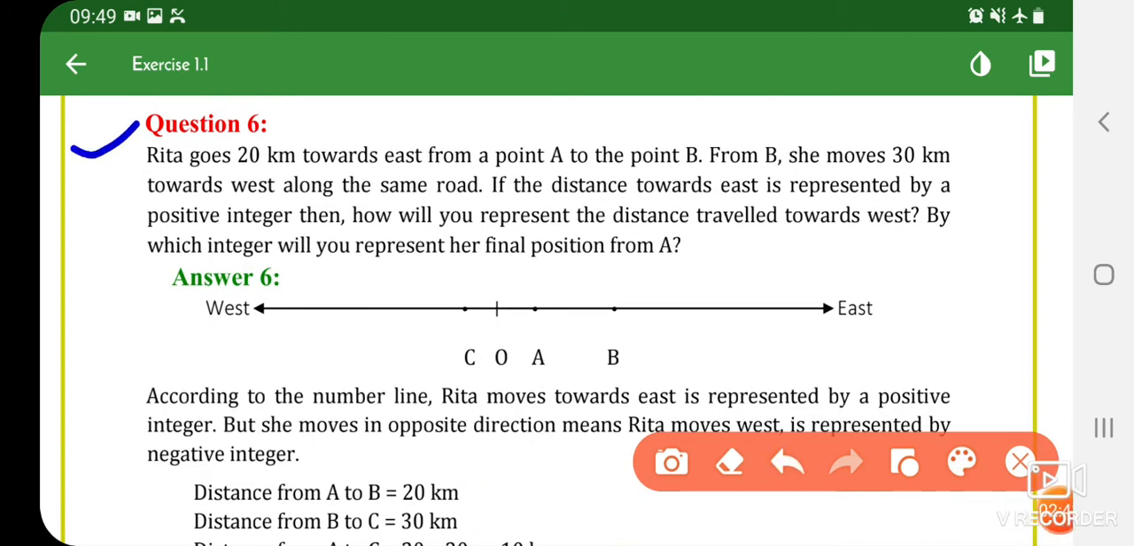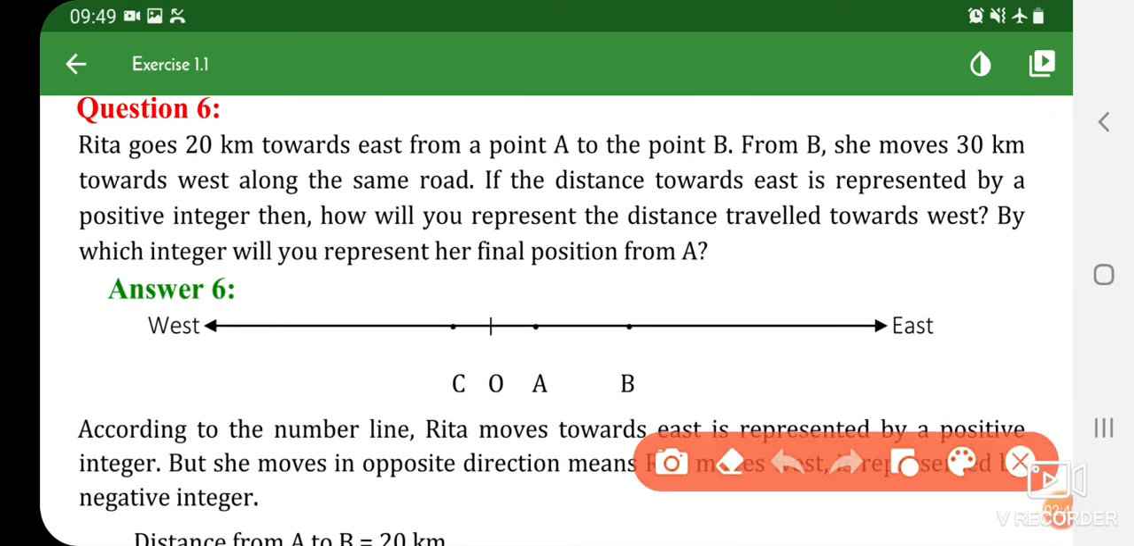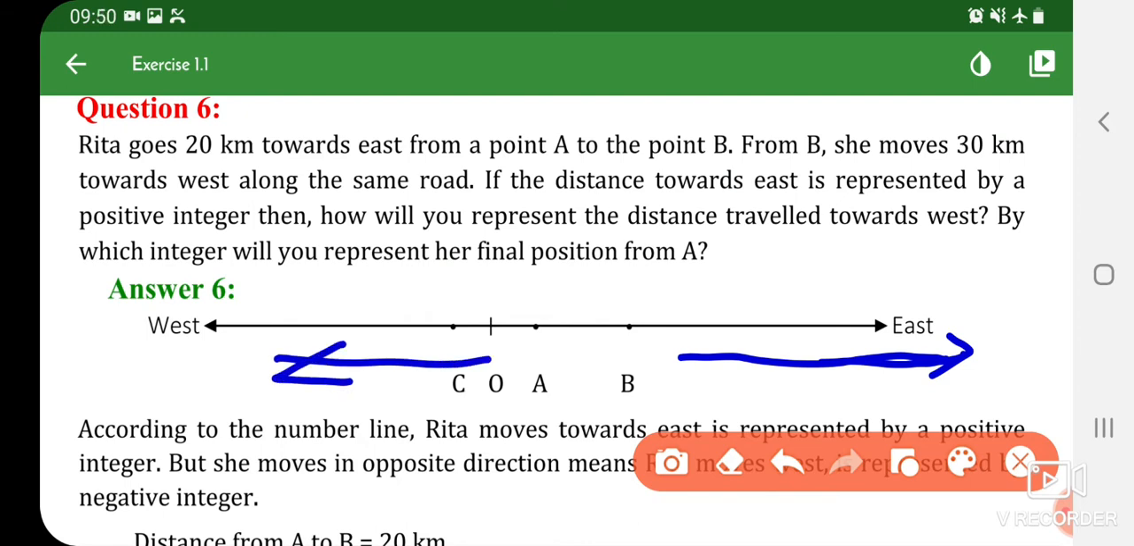Next question is, Rita goes 20 km towards east from a point A to B. Towards means east. Okay, here is east, toward means in that side. And from B she moved 30 km toward west along the same road, that means in this side. So this 30 is minus and this 20 is plus. If the distance towards east is represented by a positive integer, then how will you represent the distance traveled towards west? That means this is minus. Which integer will represent her final position from A?